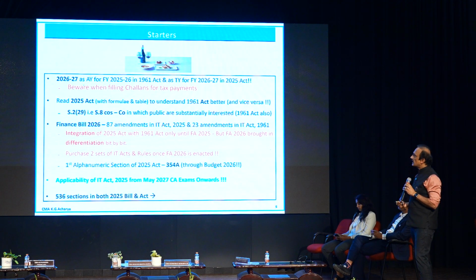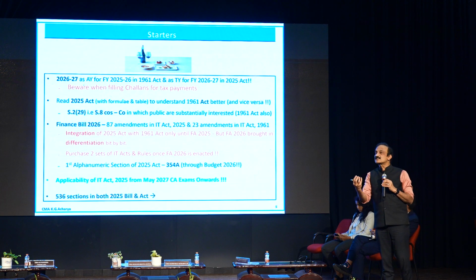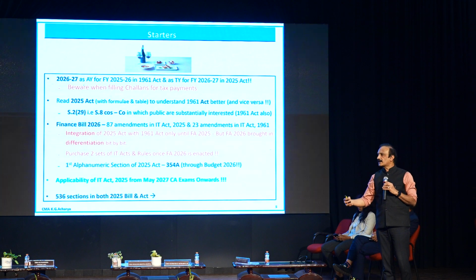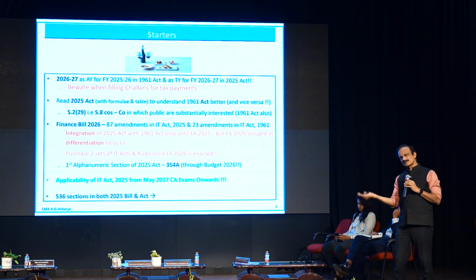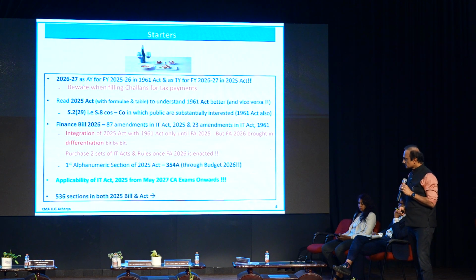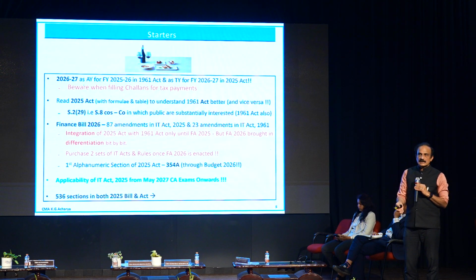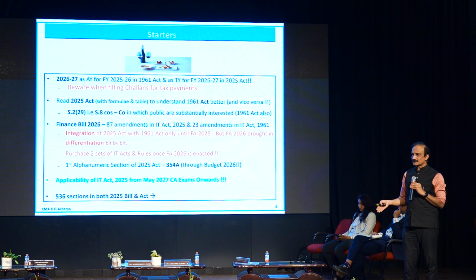Read the 2025 Act with the formula. I always keep telling you that the 2025 Act has become simpler. If you don't understand anything in the 1961 Act, read the corresponding section in the 2025 Act to understand it better, because it is given in the form of a formula or a table and things like that. Sometimes the reverse may also be true. Last budget, if you remember, has changed both the 1961 Act and the 2025 Act.